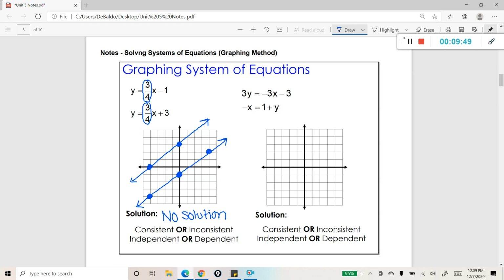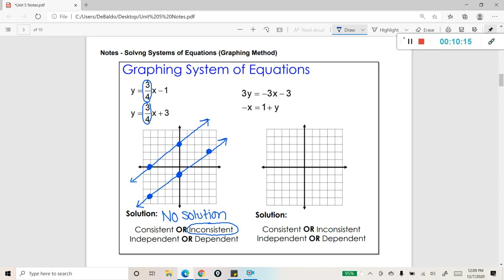Okay, since these are no solution, that means that we don't have an answer, and there's not a solution to the system, which makes this inconsistent. And when a system is inconsistent, it cannot be independent or dependent. It can't be either one because there's no solution. So I'm not even going to circle anything in the bottom two. Okay, let's look at this last one.